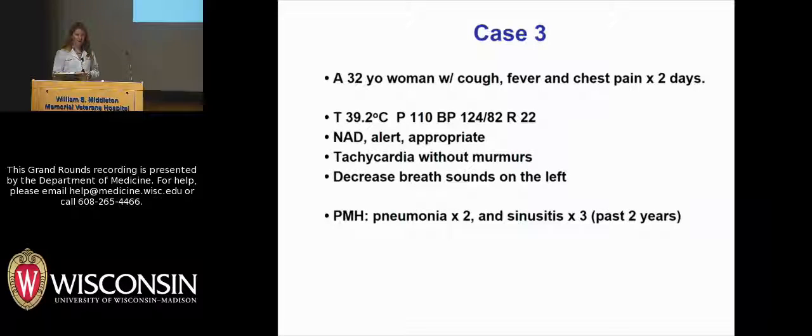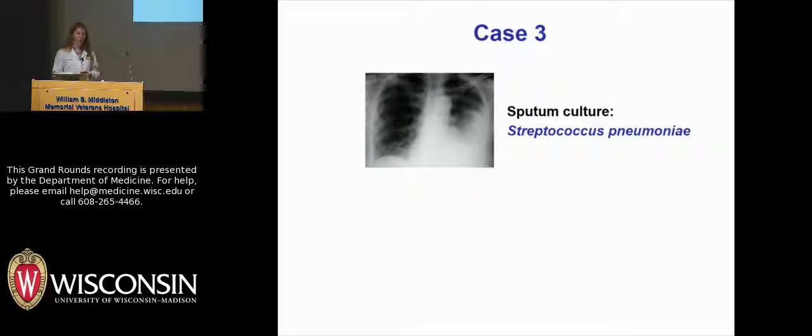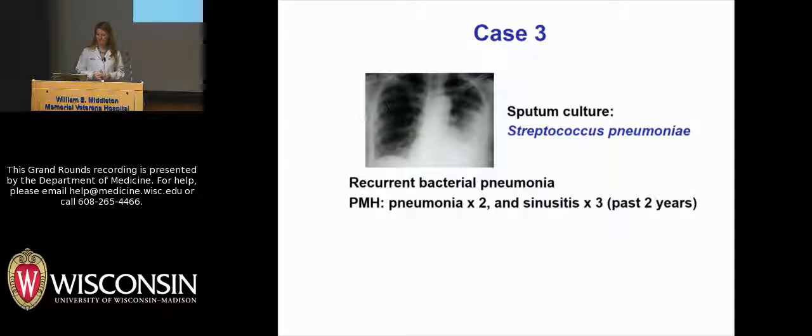She tells you in her past medical history that she's had pneumonia twice and sinusitis 3 times, all just in the last 2 years. A chest x-ray is performed, which shows this left-sided infiltrate, and a sputum culture is growing Streptococcus pneumoniae. This patient has recurrent bacterial pneumonia. And to remind you, she did have multiple episodes of pneumonia and sinusitis in her past.